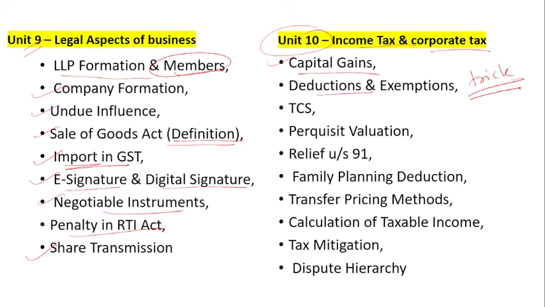The tricks will help you to remember this kind of sections, the exemptions and the deduction sections. Okay, they also ask questions from TCS, tax collected at source, that is Section 206 for TCS. Then perquisite valuation, the relief under Section 91, and the family pension deduction. Okay, the transfer pricing model, the calculation of taxable income, the format and the sequence of the calculation are asked, then tax mitigation and the dispute hierarchy.